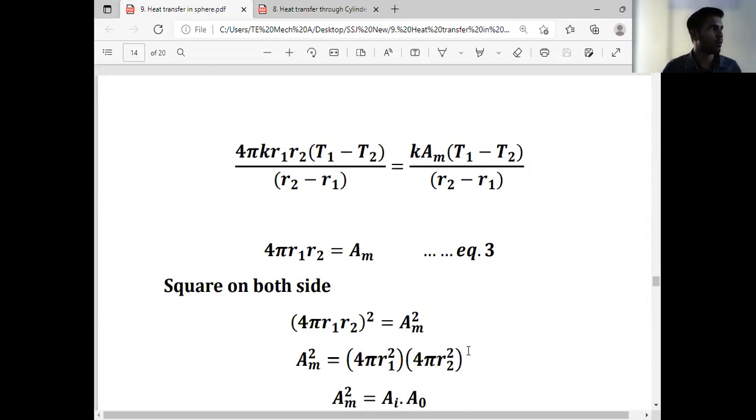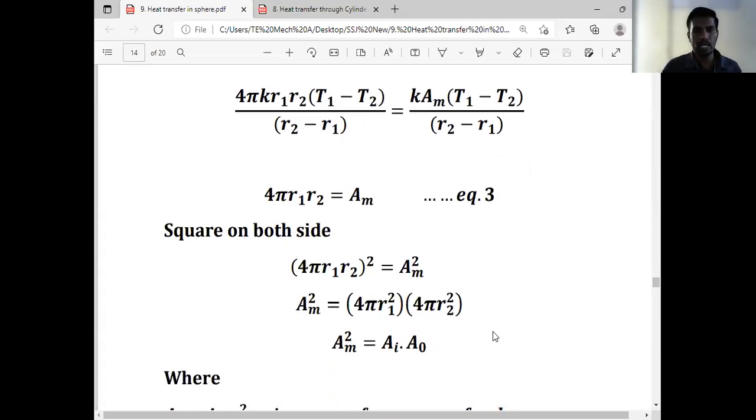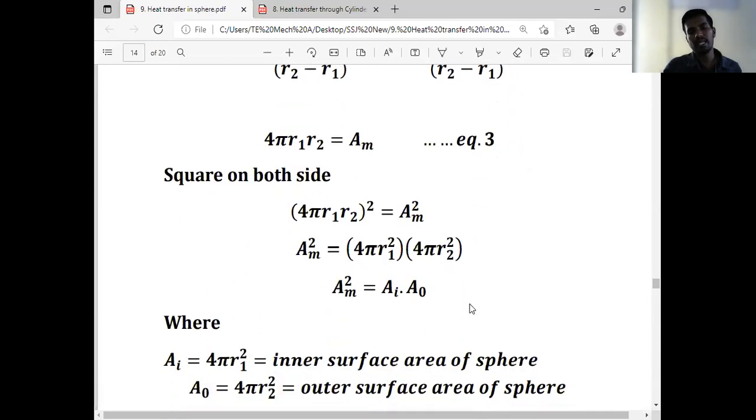Okay, but 4 pi R1 square is nothing but what? What is the area of a sphere? 4 pi R square. If it is R1, it is the inside area, and if it is R2, it is the outside area. So we write the equation AM square is equal to AI into AO. 4 pi R1 square means the inner surface area, and 4 pi R2 square is nothing but the outer surface area of the sphere.